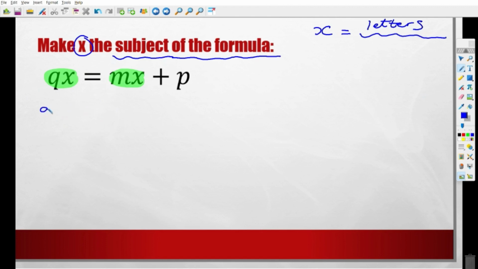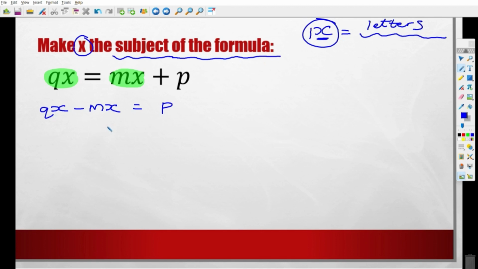Alright, so I'm going to keep my qx. Well, what must I do to this to get there? Take it over, and it becomes minus mx now, equals p. Now I still have two x's, but I want to get to how many x's? I want to get to one x, but here I've got two of them. There's an x there and there's an x there. Can you see I've got two terms where I've got an x?